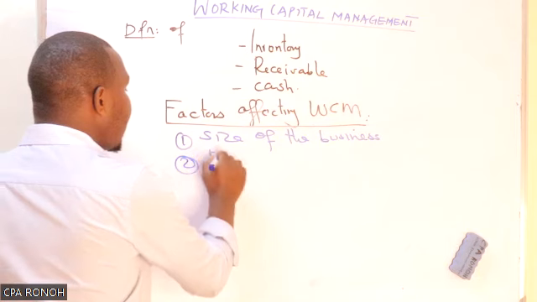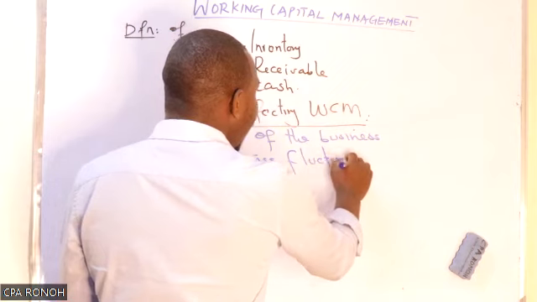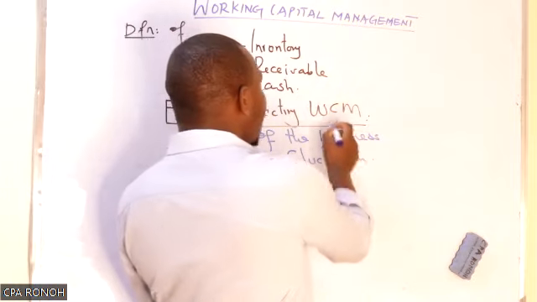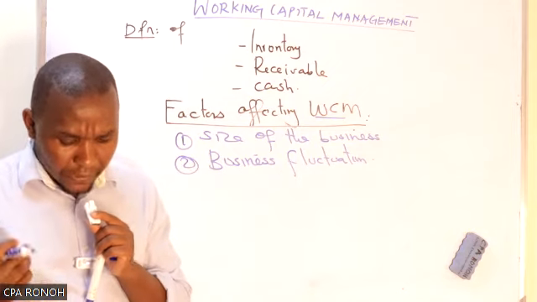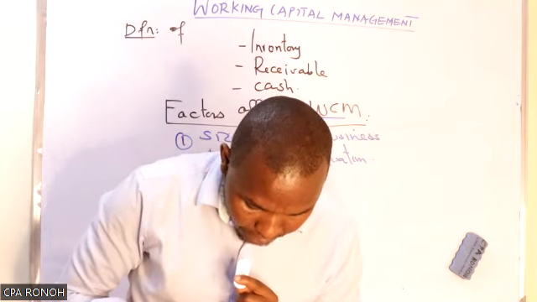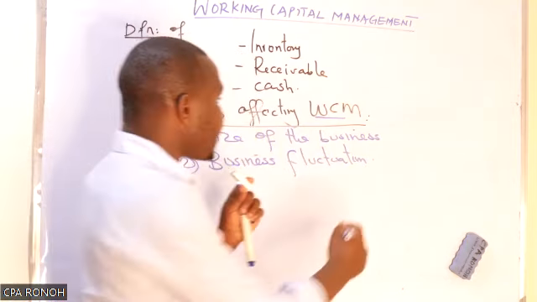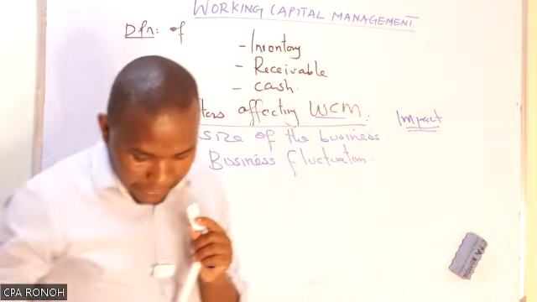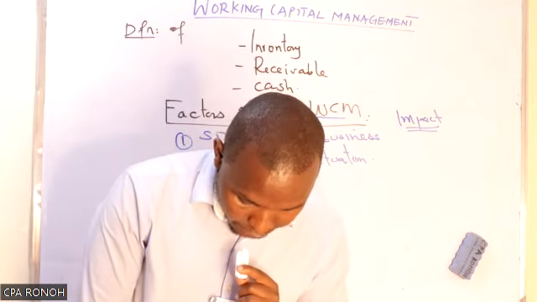Number two factor is business fluctuation. If the business is making a loss today and tomorrow it is making a profit, then it is very difficult to determine the working capital. Seasonal fluctuation may bring both a negative and positive impact on working capital investment.